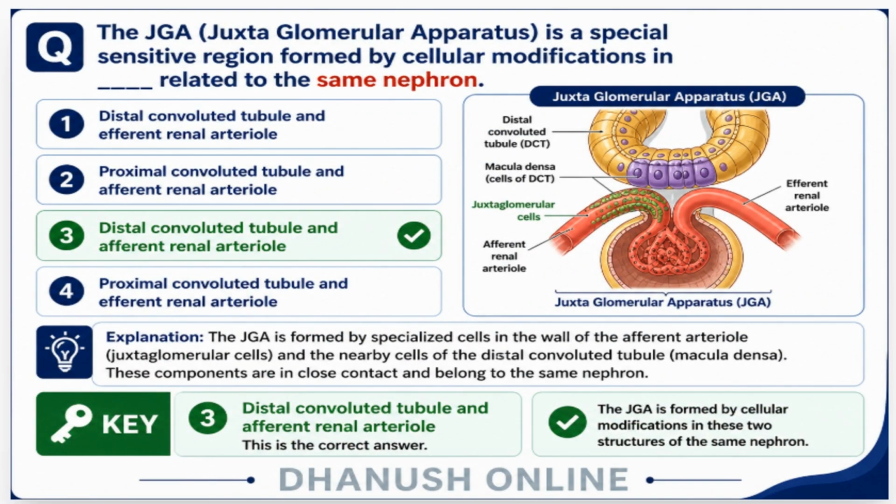The juxtaglomerular apparatus, or JGA, is a sensitive region formed by the distal convoluted tubule and the afferent renal arteriole of the same nephron. Specialized cells in these structures form the JGA. The correct answer is option 3.